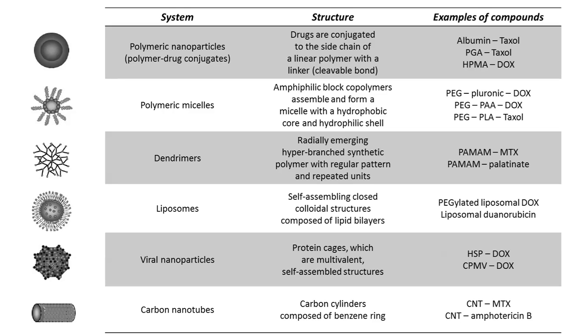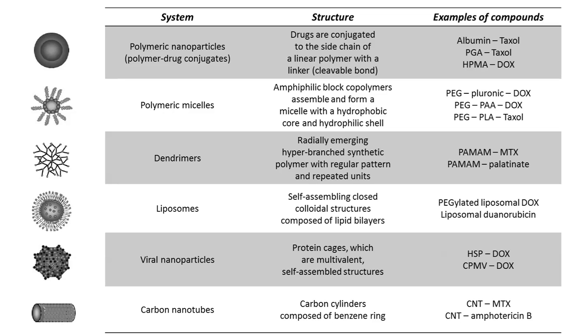Again, we have polymeric nanoparticles. This structure consists of drugs that are conjugated to the side chain of a linear polymer with a cleavable linking bond. Some of the example compounds and polymers used in polymeric nanoparticles are PGA and HPMA. Polymeric micelles are probably one of the most popular architectures used for drug delivery applications. These are essentially amphiphilic block copolymers that are able to assemble and form a micellar structure with a hydrophobic core and a hydrophilic shell. PEG, pluronic, PAA, PLA, which is also biodegradable. These polymers are all used to create polymer micelles for drug delivery.